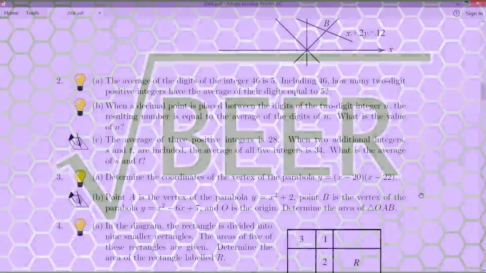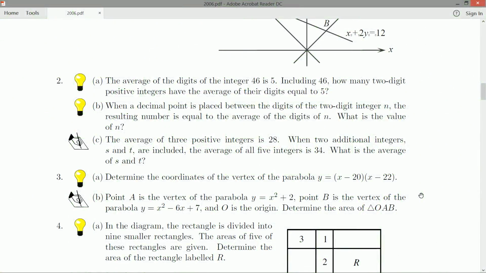We're going to continue looking at the 2006 Euclid that we started in the last video. We're on question 2 of the 2006 Euclid. We got an A, B, and a C, 2 light bulbs, and a written. That's pretty common for this stage in the contest.